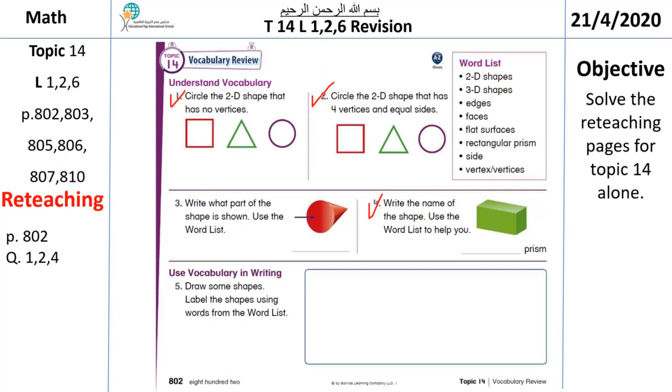Now I'll read number 2 and you should do it also by yourself. Circle the 2D shape that has 4 vertices and equal sides. Which one must have equal sides and 4 vertices? Circle it, please. Then for question number 4, it says, write the name of the shape. Use the word list to help you. The word list at the top. So this is something prism. What prism? These are a list of words that you can use to help you. And now I will show you my answers. So you should have the circle, the square, and a rectangular prism.